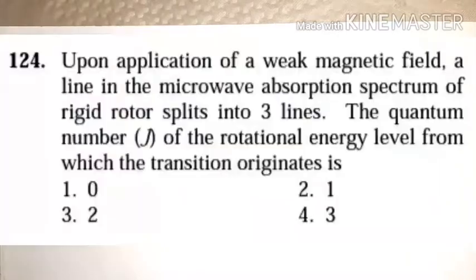Now we move towards our next question, and it says, upon application of a weak magnetic field, a line in the microwave absorption spectrum of a rigid rotor splits into three lines. The quantum number J of the rotational energy level from which the transition originates is, and we have four options. This question is coming for 4 marks. So let's do the solution of this question.